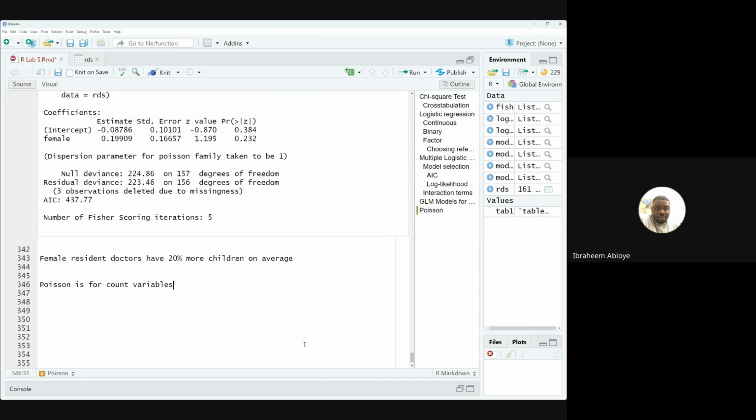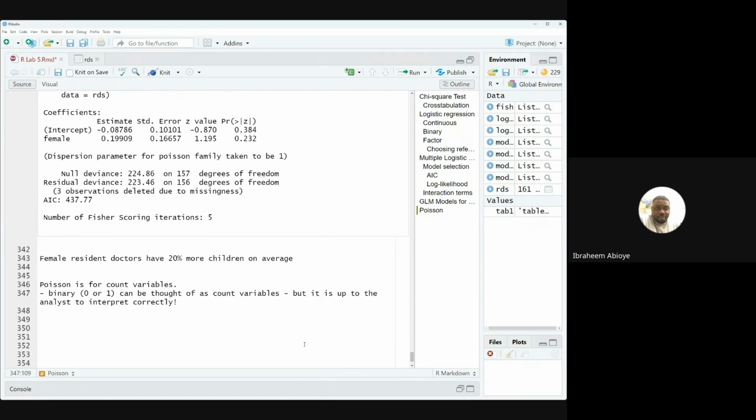Okay, it's for count variables. Binary variables, 0 or 1, can be thought of as count variables, but it is up to the researcher or the analyst to interpret correctly. Okay, so this is very important, right?